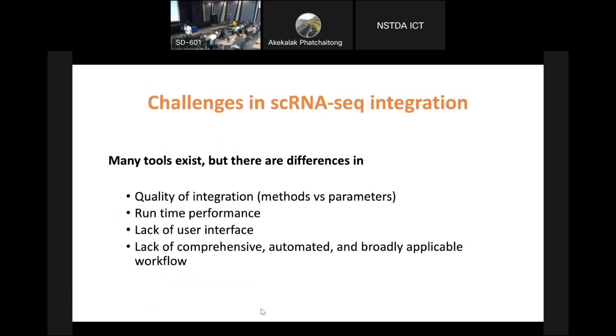Challenges in the scRNA-seq integration. We do have many tools, but there are differences in the quality of integration, the runtime performance, lack of user interface, and lack of a comprehensive, automated, broadly applicable workflow. So this itself is a challenge. It's not fully matured yet, but of course you can look at the benchmarks and find the best one and use that one for the time being until something better comes along.